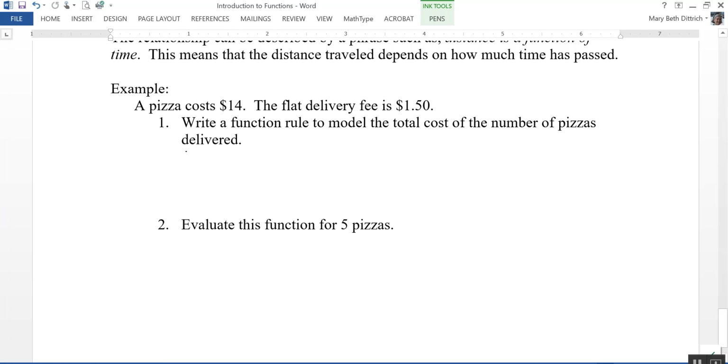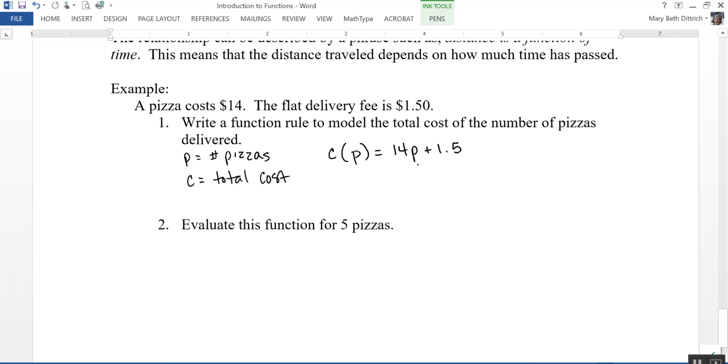I could use f of x notation, but I'm going to say let p equal the number of pizzas, and c is going to be the total cost. Then I can write my function as c of p. My cost is dependent on the number of pizzas. Well, each pizza costs $14, so that's going to be 14p. And no matter how many pizzas I order, there's going to be a $1.50 delivery fee. So that would be my function rule. C of p is equal to 14p plus 1.5.